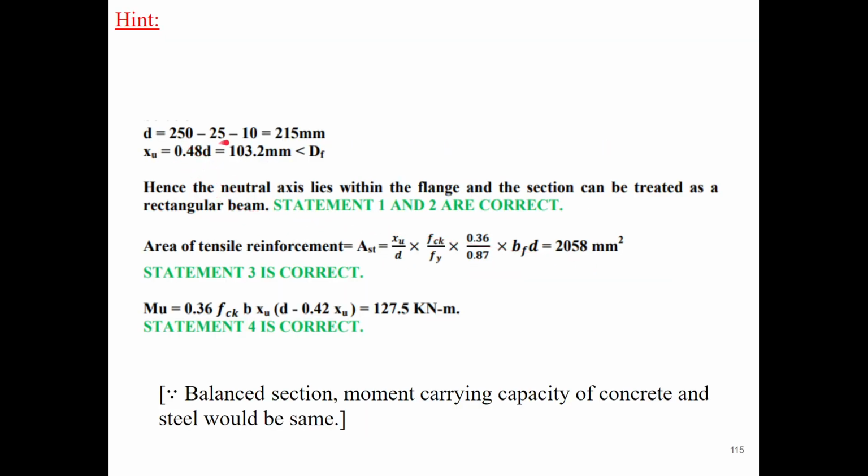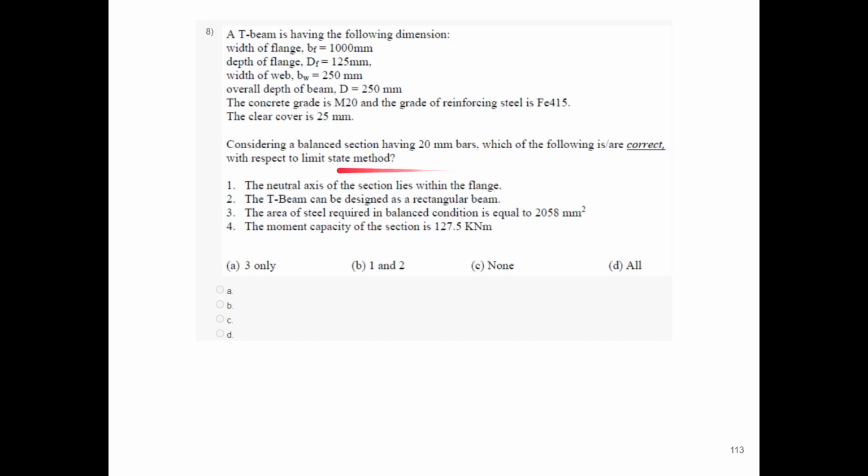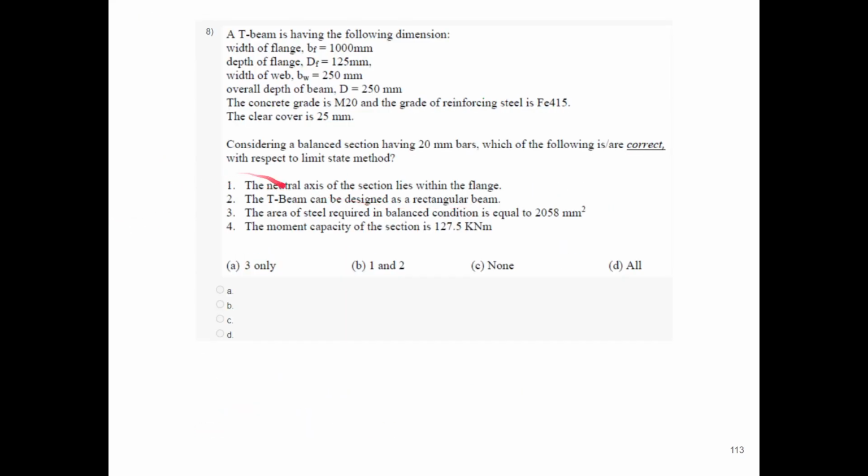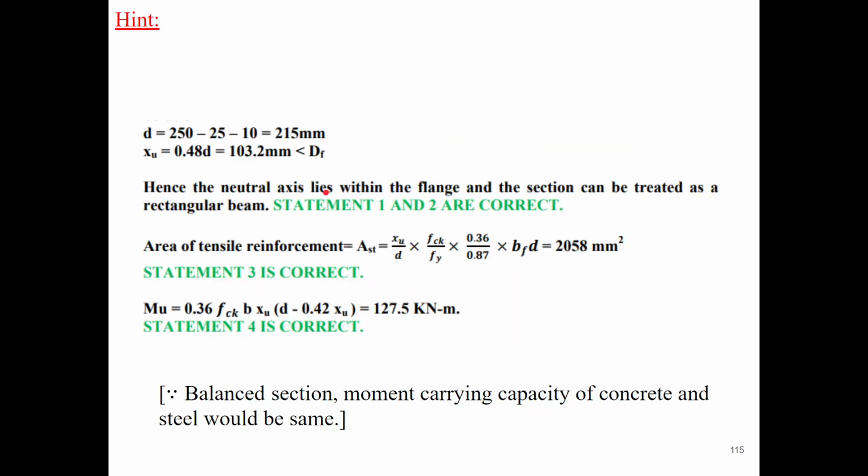So D is 250 minus 25 minus 10 is 215 mm. XU is 0.48 D, because it is already written balance. Here it is written balance, so it will be limiting, and it is 415. So it is 0.48 D, which is 103.2 mm, which is less than DF. That means it is case 1. So hence the neutral axis lies within the flange and the section can be treated as a rectangular beam. So both are correct. Neutral axis of the section lies within the flange, and the T beam can be designed as a rectangular beam. So both are correct.